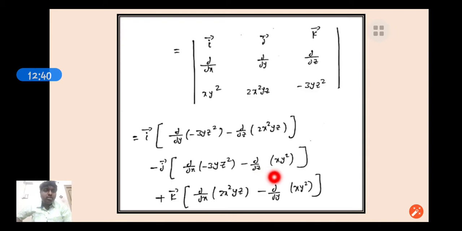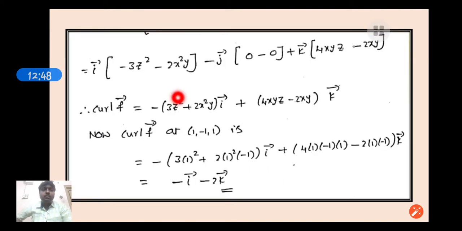Now dou by dou y of xy square, x is constant, the derivative of y square is 2y, so that is 2xy. The same thing I am writing here: i bar into minus 3z square minus 2x square y, minus j bar into 0 minus 0, plus k bar into 4xyz minus 2xy. Okay, so therefore the resultant curl f bar, by simplifying this one, you are writing minus of 3z square plus 2x square y i bar, plus the second term is 0, plus the third term 4xyz minus 2xy k bar.